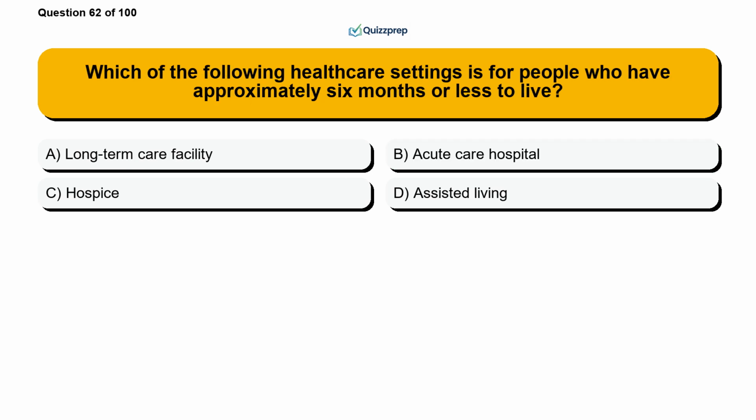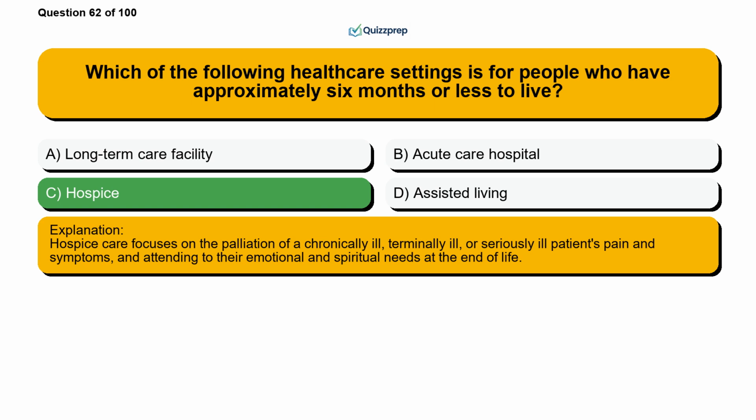Question 62. Which of the following healthcare settings is for people who have approximately 6 months or less to live? Option A, long-term care facility, option B, acute care hospital, option C, hospice, option D, assisted living. The correct answer is option C, hospice. Hospice care focuses on the palliation of a chronically ill, terminally ill, or seriously ill patient's pain and symptoms, and attending to their emotional and spiritual needs at the end of life.